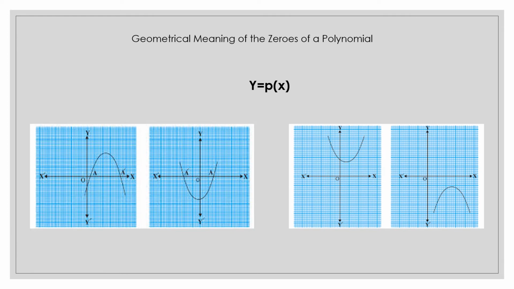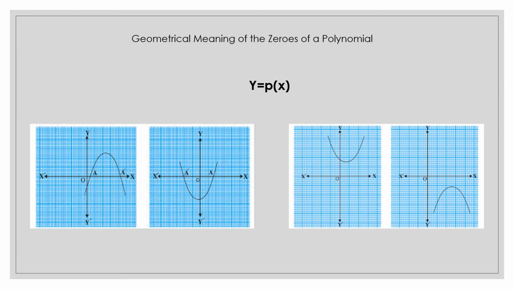So now we're going to see the geometrical meaning of the zeros of a polynomial. y is equal to p(x), where x is the variable. What you're going to see is that we can find the number of zeros for the respective equation without factorizing them. We can directly find it from the graph. Since x is the variable here, we have to see how many times the line intersects the x-axis.